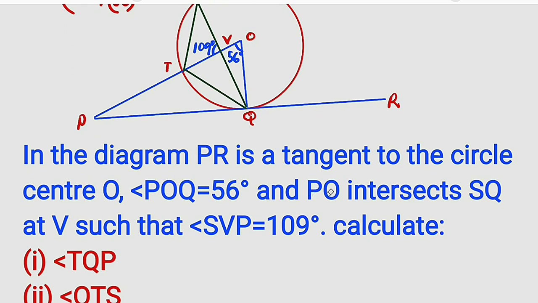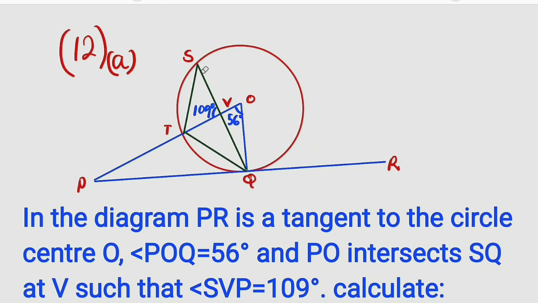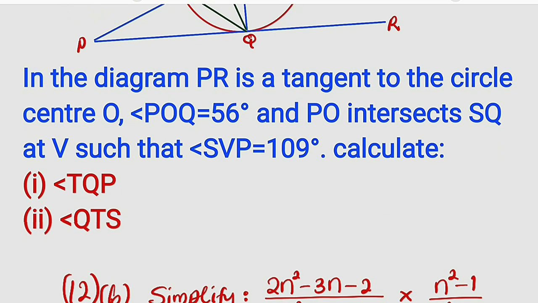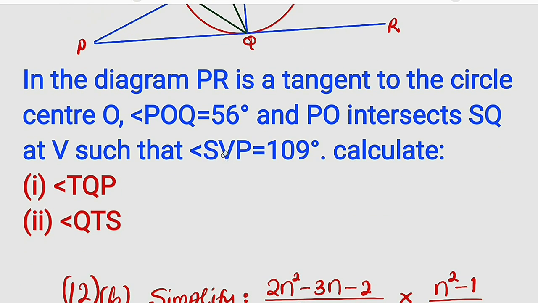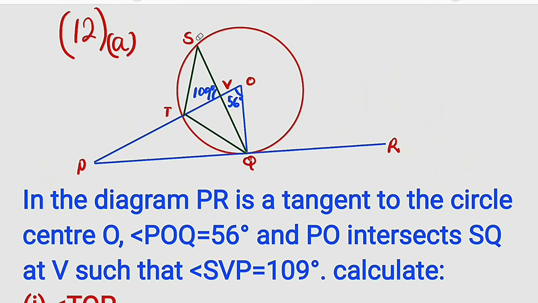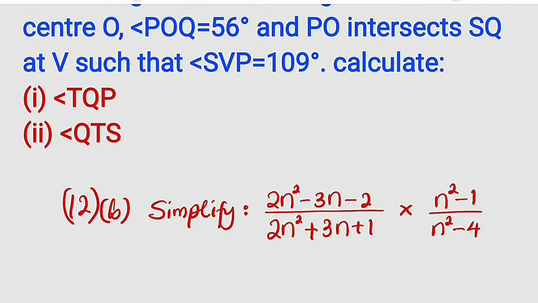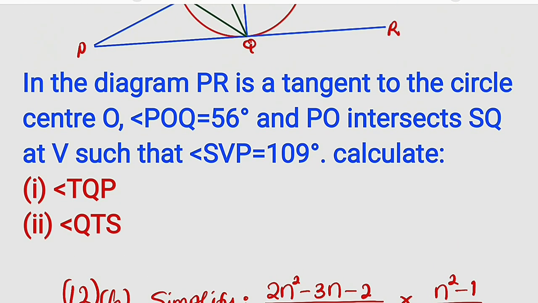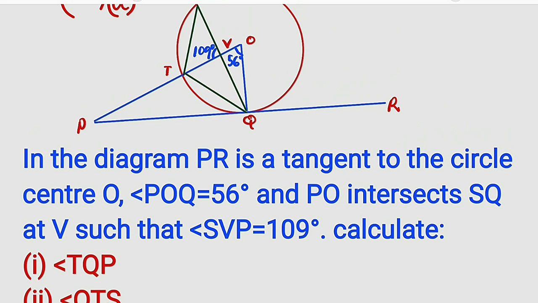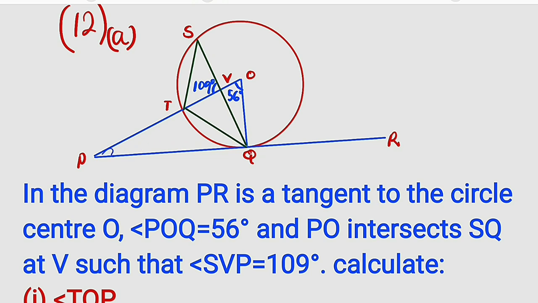The line PO intersects another line SQ. So this line intersects this one at V, right? Such that the measure of angle SVP is 109. SVP, so this particular angle right here. So we are asked to calculate the measure of angle TQP and QTS. So let's start with this one before we come back to the B part, which is simplification. So TQP, let us locate it. TQP, we are talking about this angle. Let us call it X.